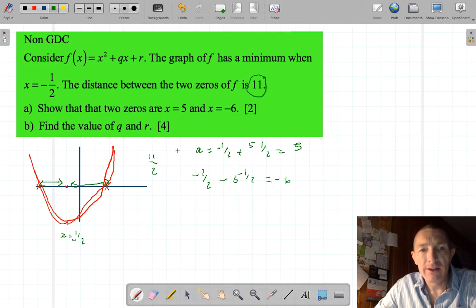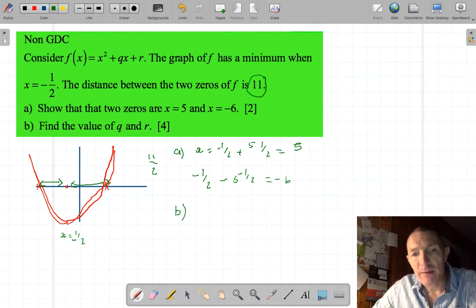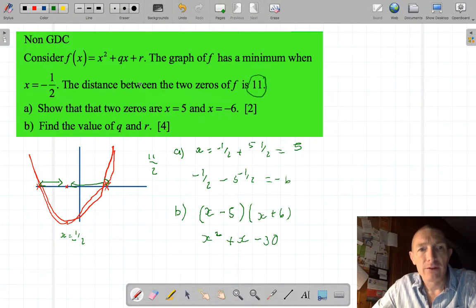Once I've got those two zeros for A, what I'm going to do is factorize them. So it becomes x, now not +5, but x -5. So the zeros are just negated in a factorized form. And instead of -6, it becomes +6. And I expand this bracket to give me x squared plus 6x minus 5x, which is plus x, minus 30. So my two values, q is 1 and r is -30.